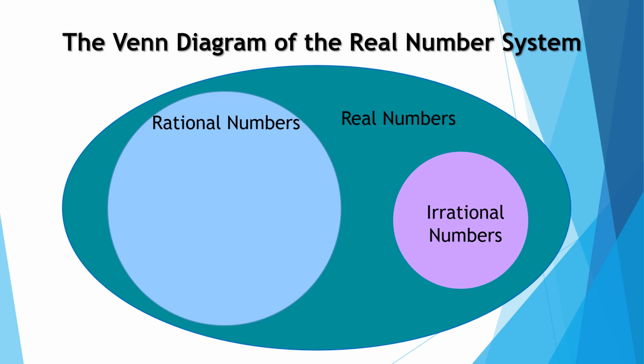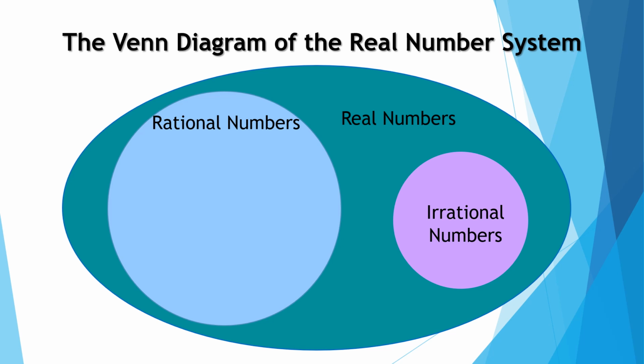Kapag sinabing irrational numbers, yun yung mga numbers na hindi natatapos at hindi rin nauulit. O yung mga decimal number na hindi natatapos, hindi nauulit. Halimbawa, 1.2345678 or 1.22222. So, yun yung halimbawa ng irrational numbers.